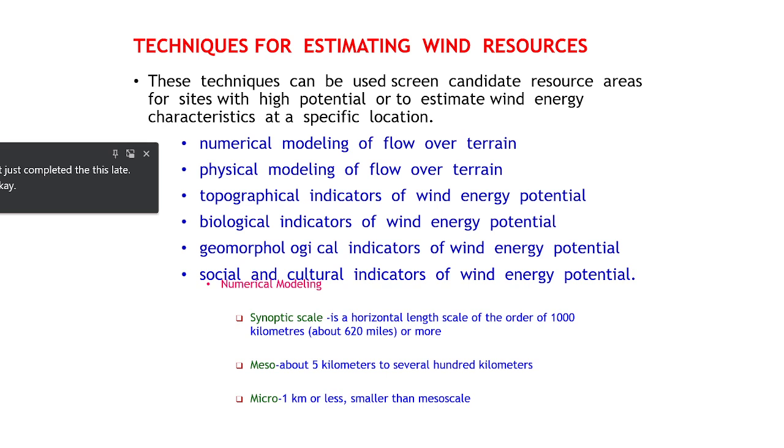Is it clear? Yes sir. The proposed sites, candidate resource areas, with high potential of wind energy, to estimate wind energy characteristics. One is through numerical modeling, as I told you. That is from the global weather model. You bring it down by putting topography inside. You can bring it down to the local level and then find out how the wind is flowing over the terrain, if there are hills, trees, paddy fields, plain ground, and all that. Okay, that is by numerical modeling.